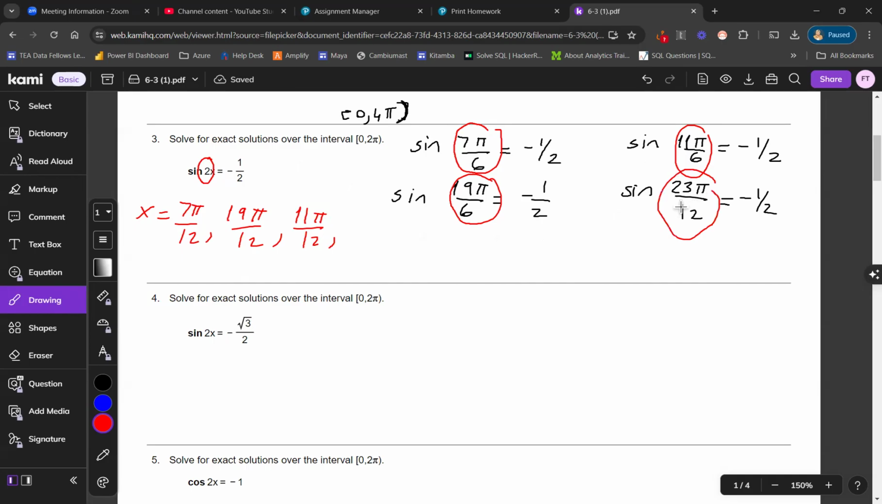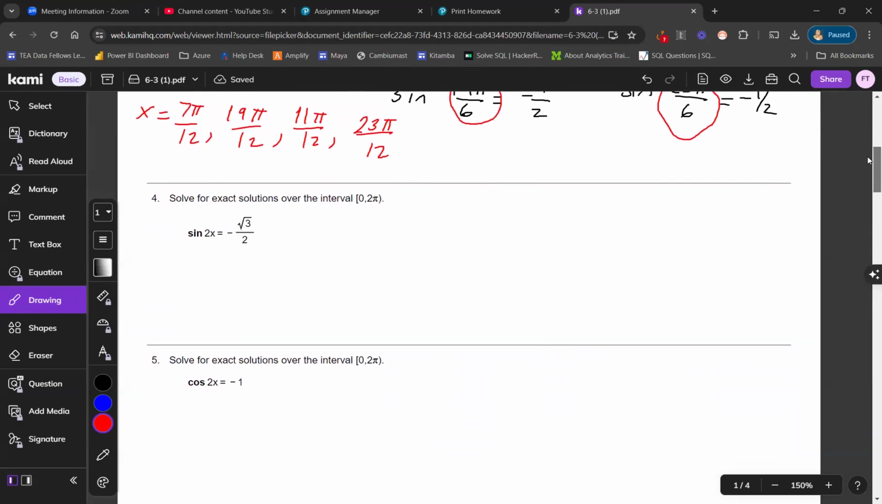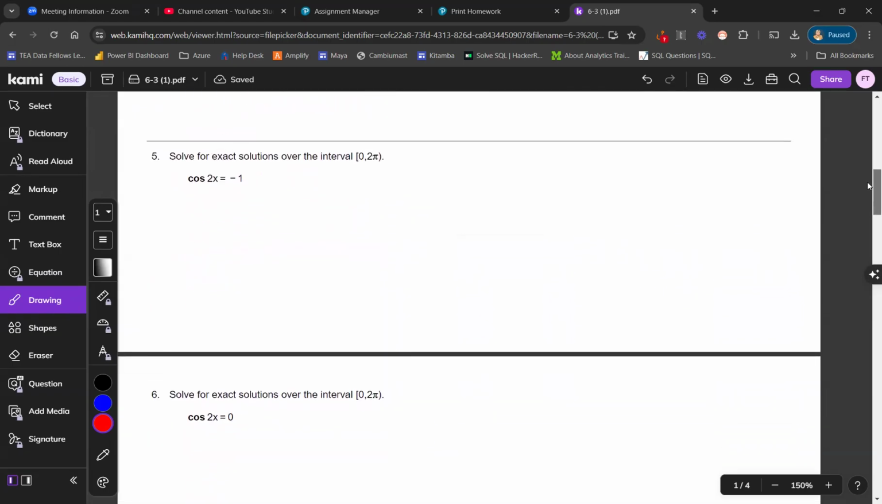2x will be set to this. So this is actually, I made a mistake here. This is not 23 pi over 12 when I add it up. If you do the addition carefully, this needs to be 23 pi over 6. So when I divide it by 2, x will be 23 pi over 12. So when you multiply this angle by 2, it gives you this. So the sine of 23 pi over 6 becomes this. Number 4 is very similar, so I will let you explore it on your own.